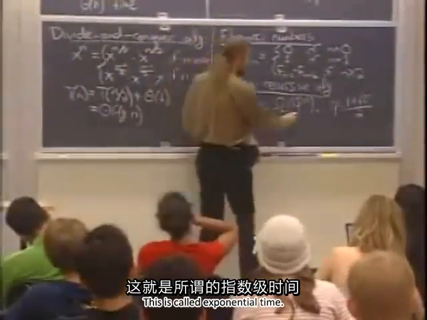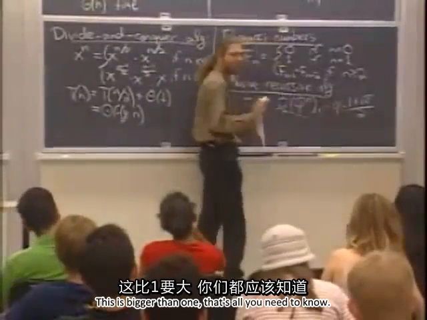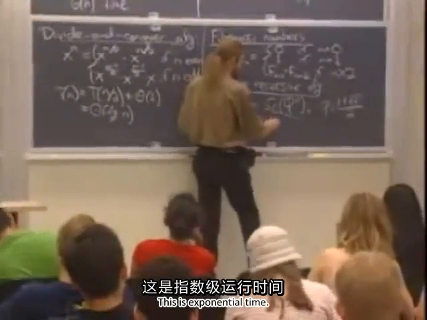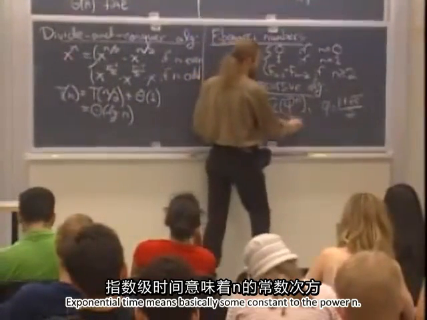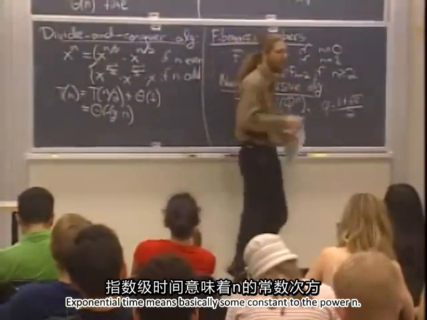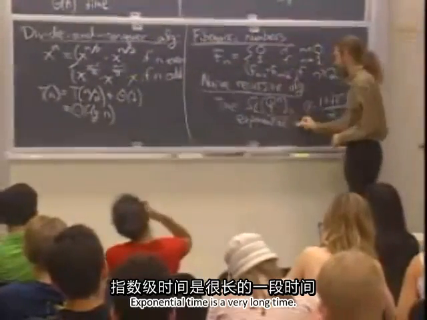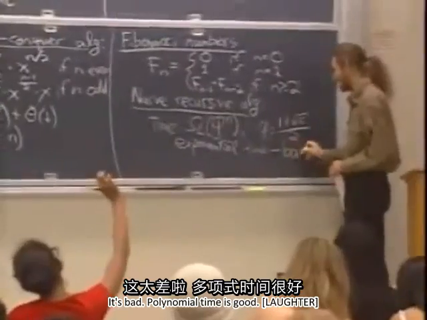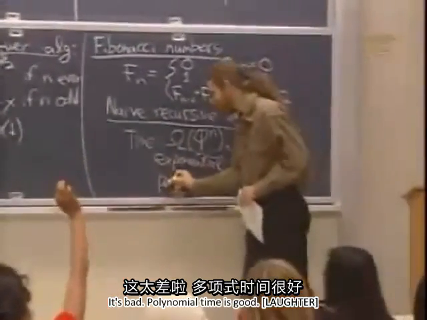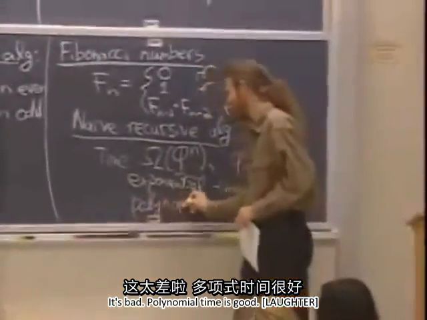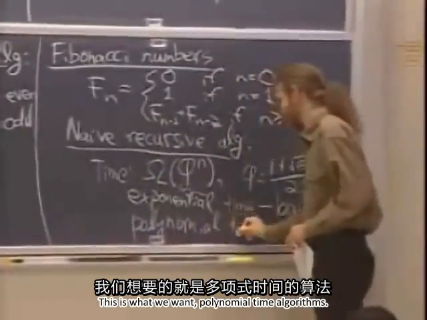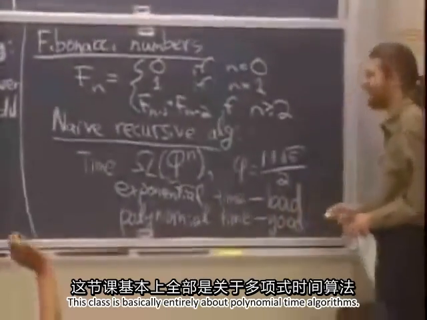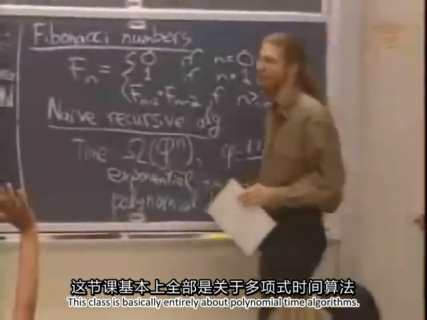Okay, this is called exponential time. This is bigger than 1. That's all you need to know. Exponential time means basically some constant to the power n. Exponential time is a very long time. It's bad. Okay? Polynomial time is good. So what we want are polynomial time algorithms. This class is basically entirely about polynomial time algorithms.